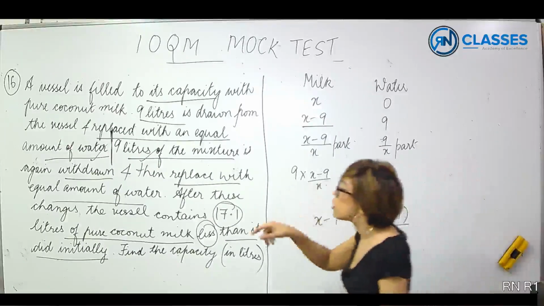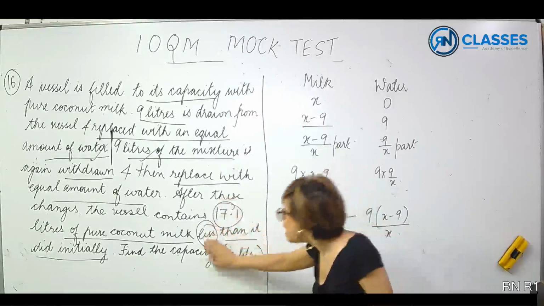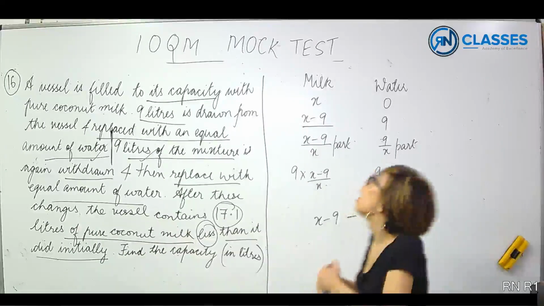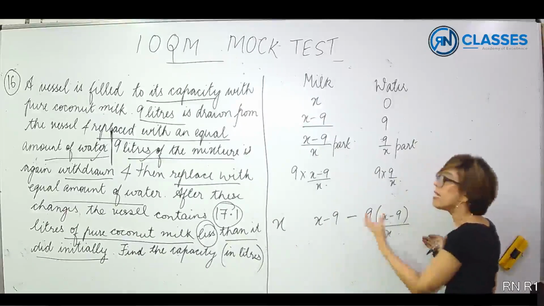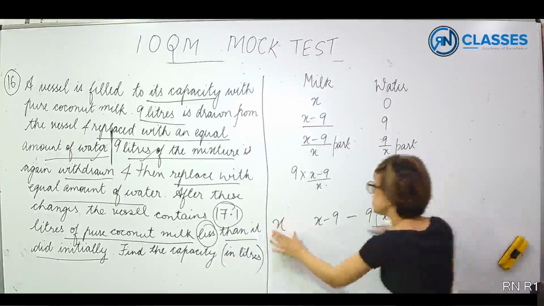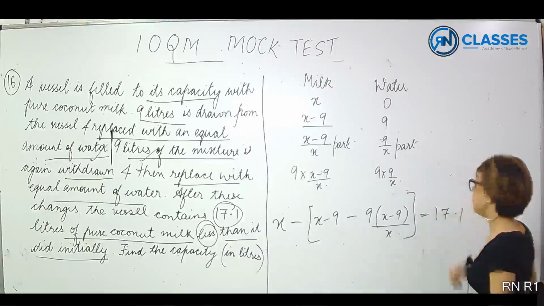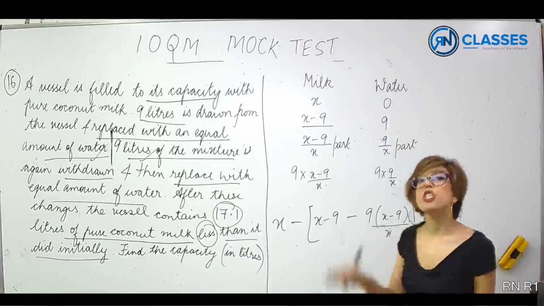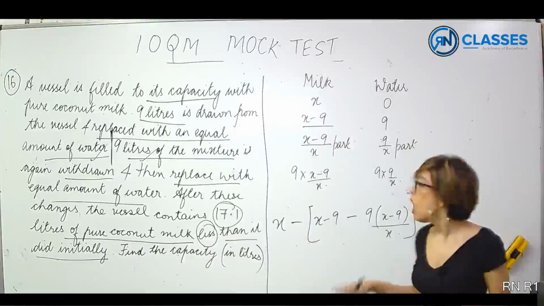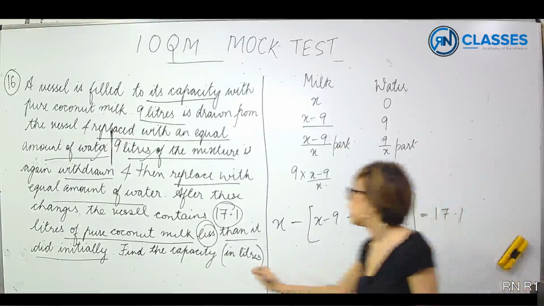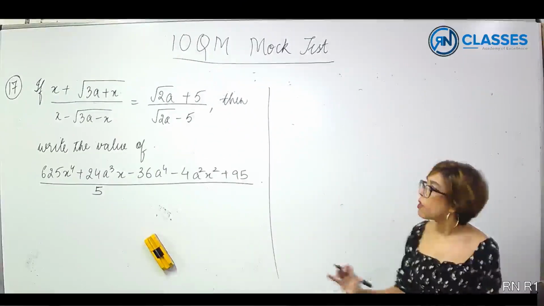Now he says after this change, the vessel contains 7.1 liters of milk less than it did initially. Initially, how much milk was there? x. Now it is this much. He says the difference is 17.1. So this minus this is 17.1. In this question, it was just about setting up the equation. Now the equation is there. It will be a linear equation. You can easily solve it. The answer will turn out to be 90.